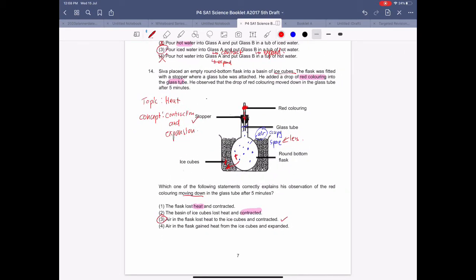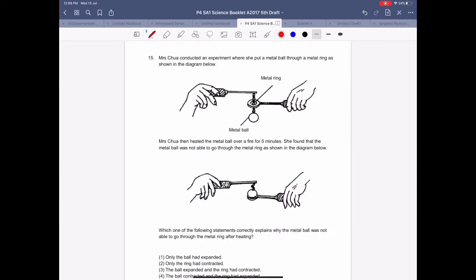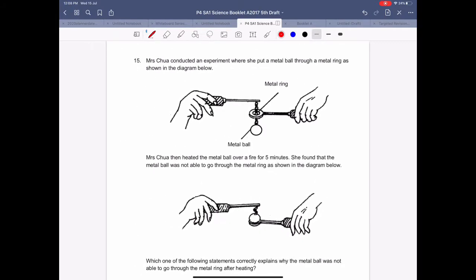Moving on to the next question. 15. Okay, this one is something that is very common. So sometimes, when you are exposed to enough questions, that's where your experience comes in.